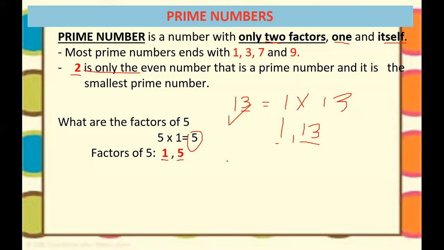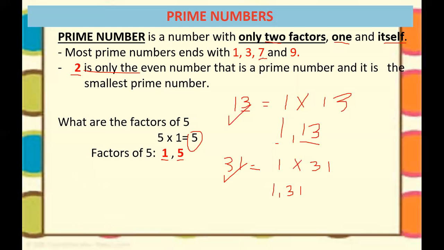How about 31? What are the factors of 31? So 1 times 31. Do we have more? No, we don't have any more. So 1 and 31, it has 2 factors. Therefore, 31 is a prime number. All right? Now, how about this example?